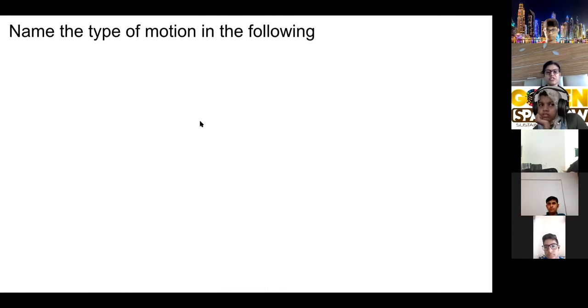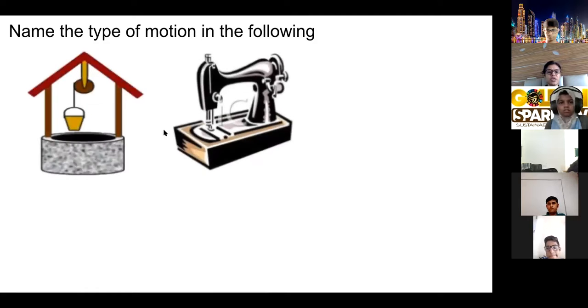Now this is for your recap. You have to tell me the type of motion over here. There can be a combination of motions taking place. All of you know this. What is this called? We attach this to a bucket. Yes, this is called a pulley. We attach a bucket to it and then we pull the water out.